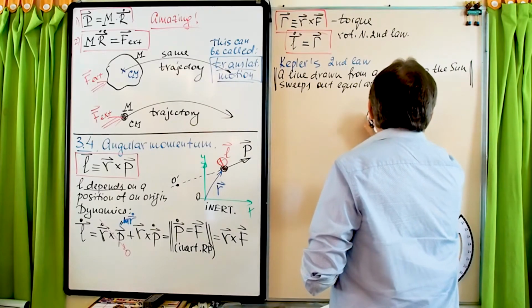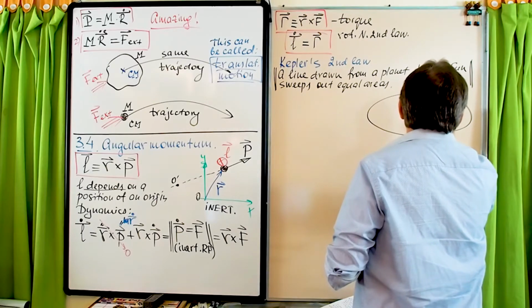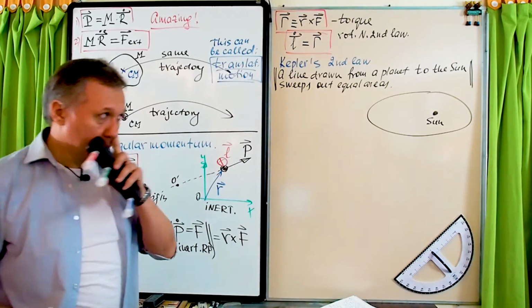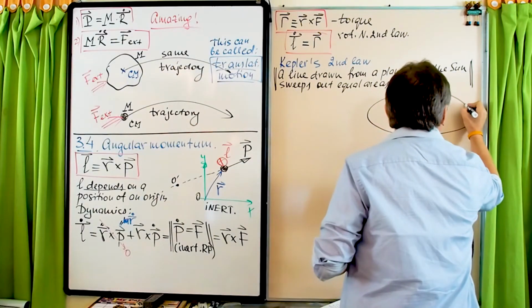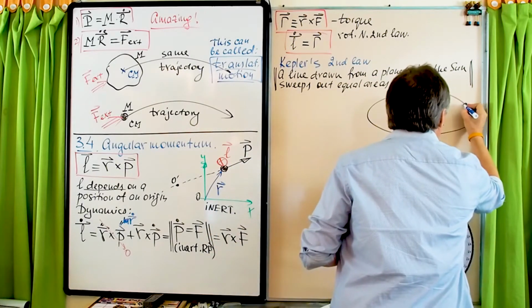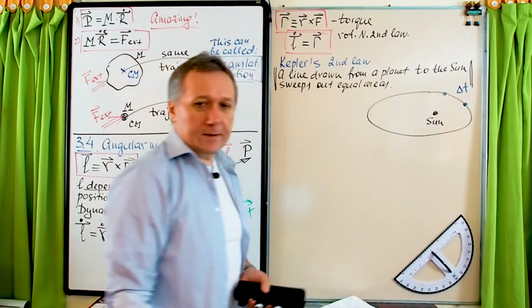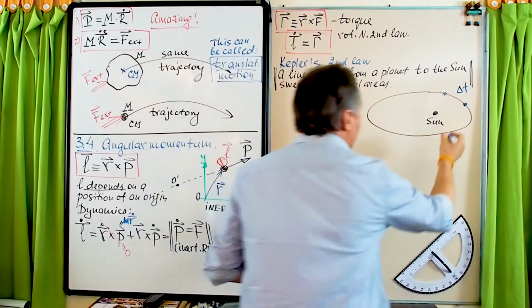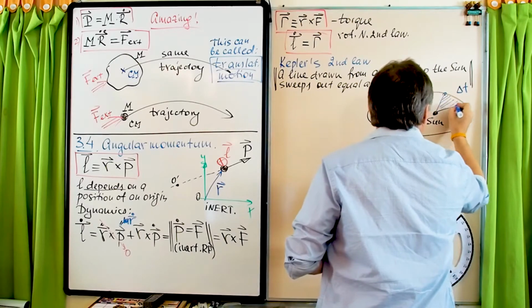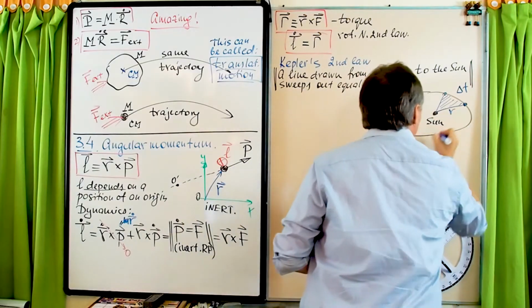So I will start with the elliptical orbit. Let's say here's the sun. And if the Earth is here, okay, let me use a different color maybe. So if the Earth is in this part of the curve, and over a period of time delta t the Earth moves from this point to that point, basically this area is swept out by the position vector r, right?